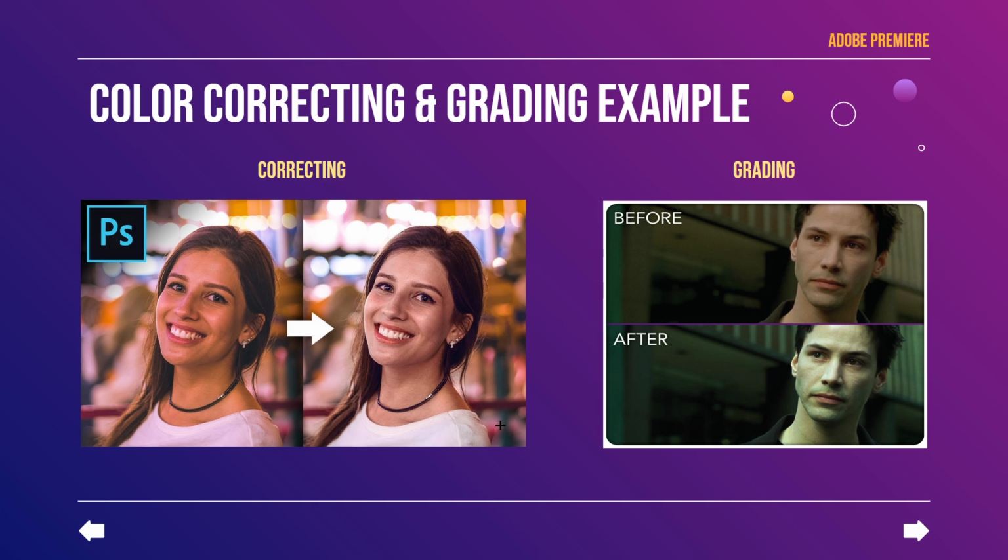So color correcting on the left hand side here, you can see that after applying color correcting, the right side of the image here on the left looks more realistic and more true to the eye. And then color grading on the right side here, this is from The Matrix. If you ever watched this movie, you would notice that there's kind of a green tone throughout the movie to give this sort of Matrix feel. And after color grading was applied, you could kind of see the difference there to create that tone and mood throughout the movie.